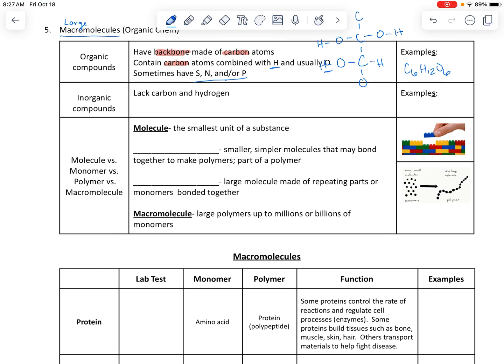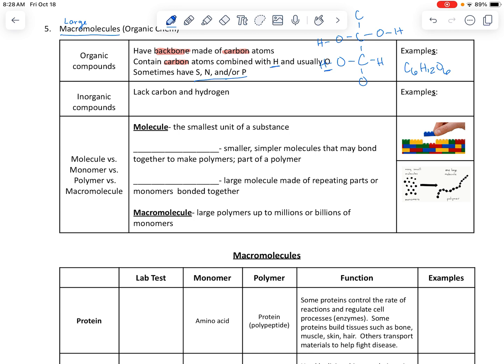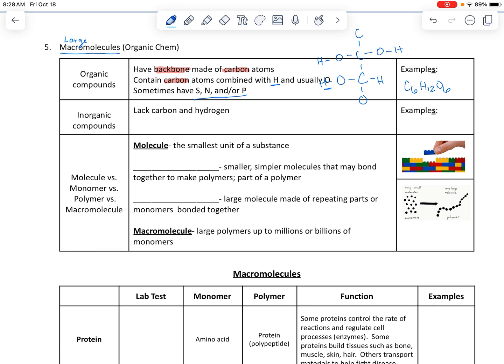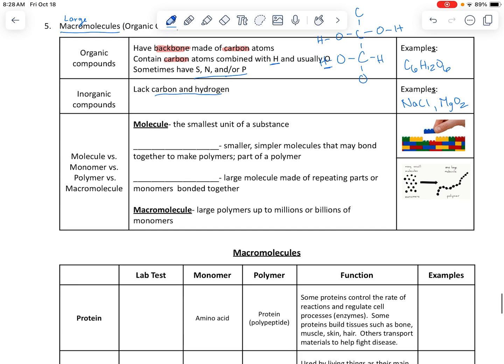Inorganic compounds, those are the ones that lack, I don't like the word lack, carbon and hydrogen, because there are some inorganic compounds that do have carbon in them. But for the most part, inorganic compounds will lack those 2 things. Example would be something like salt, right? Table salt, NaCl. I don't know, magnesium oxide, MgO2. It's anything that doesn't have that carbon backbone.